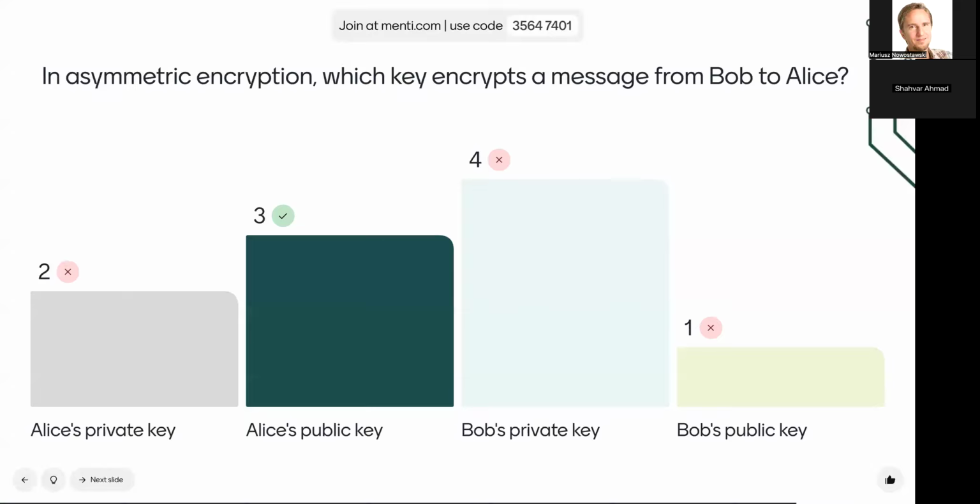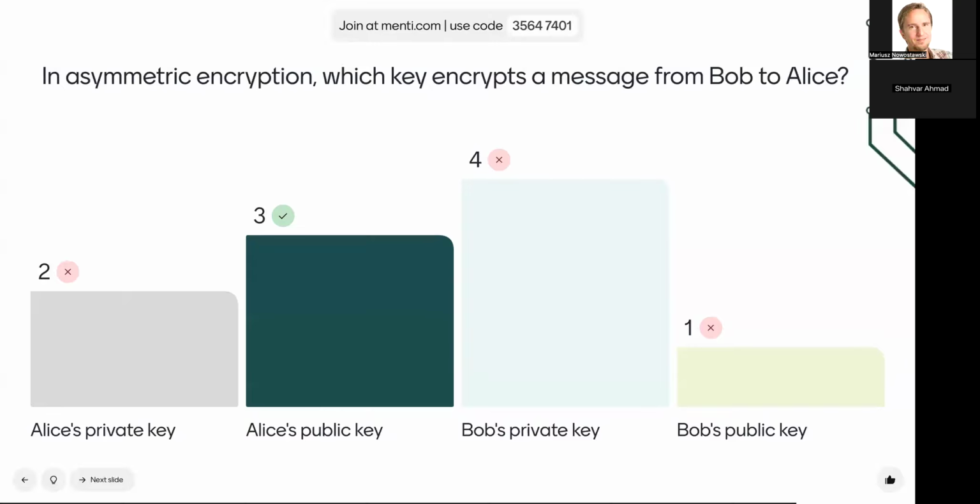Then Bob also might want to prove that the message is not manipulated, right? So he will calculate the hash and he will sign the hash with which key? If he wants to sign it. So for signing, sign. So this one was for encrypt. He uses her public key.